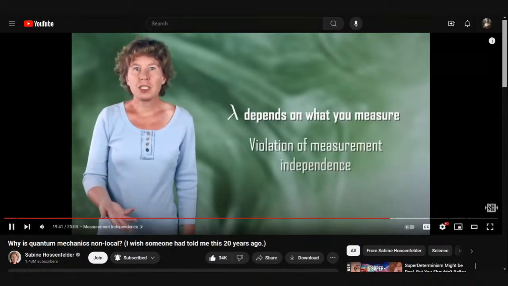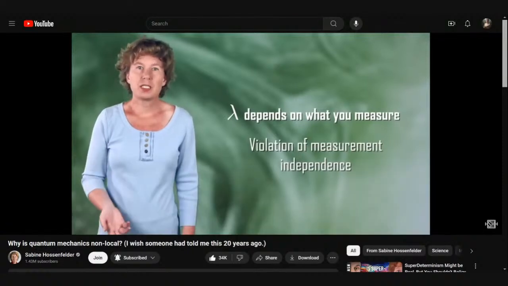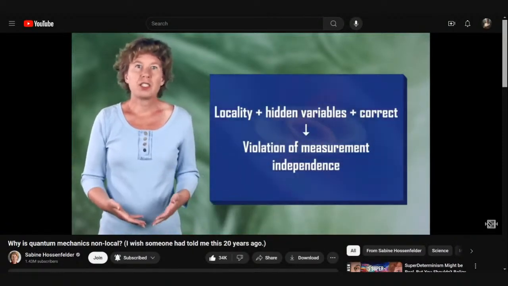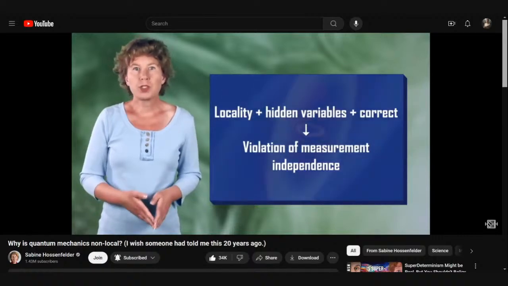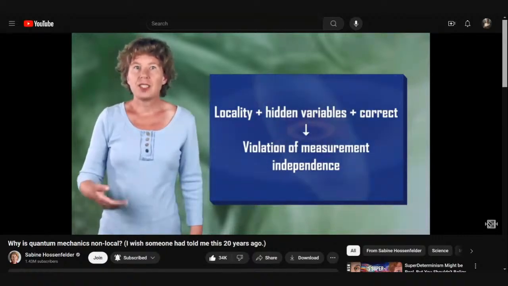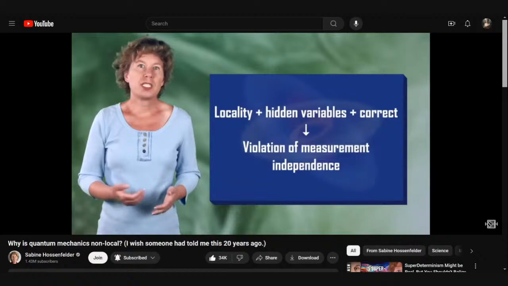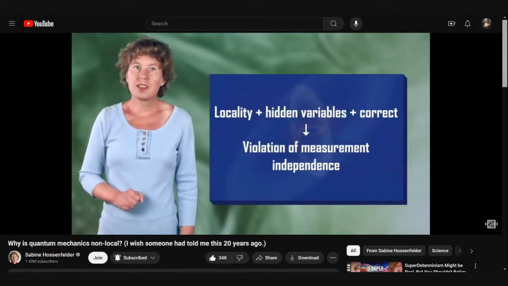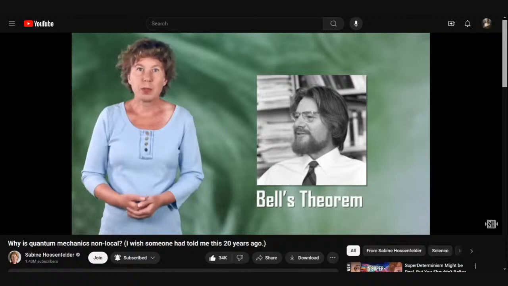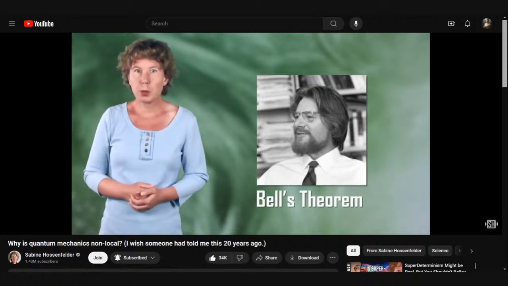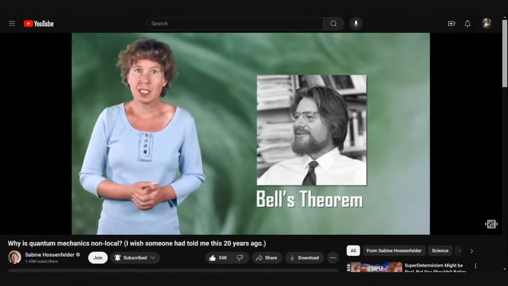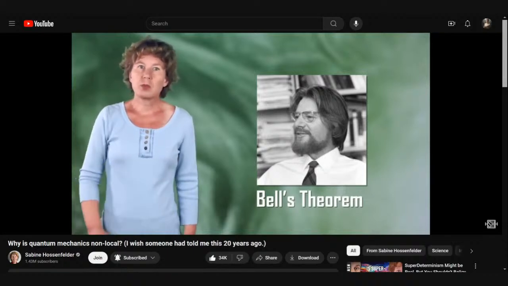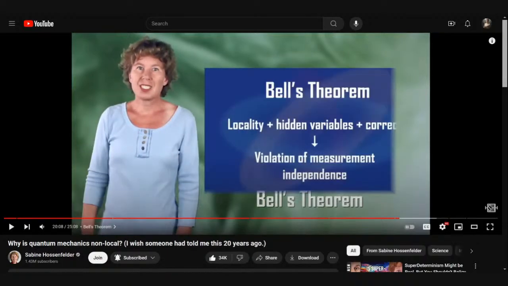It's called a violation of measurement independence. So the lesson is, if we want a local hidden variable model that reproduces quantum mechanics correctly, then it needs to violate measurement independence. This finally brings us to Bell's theorem. I'm not going to explain Bell's theorem because you've already watched 20 videos about it and it didn't help. I'll just tell you what it says. Bell's theorem says... We need to look into the Mach-Zehnder.